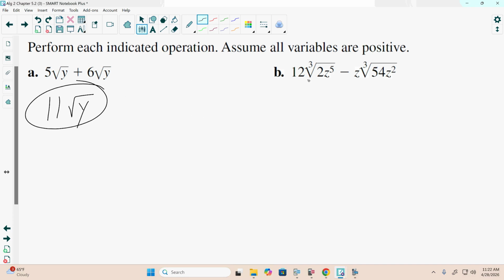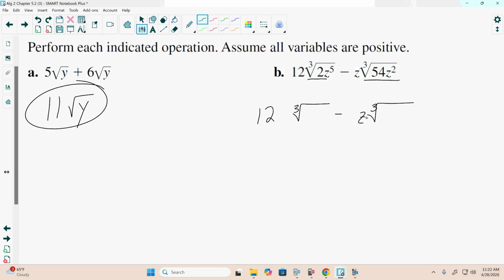B, are the radicals the exact same? No. But for us to be able to add or subtract them, we know that these cubed roots need to be the exact same. Now the numbers outside, variables outside the radical, aren't going to simplify. They're not going to change. It's still going to have 12. We're still going to have z.